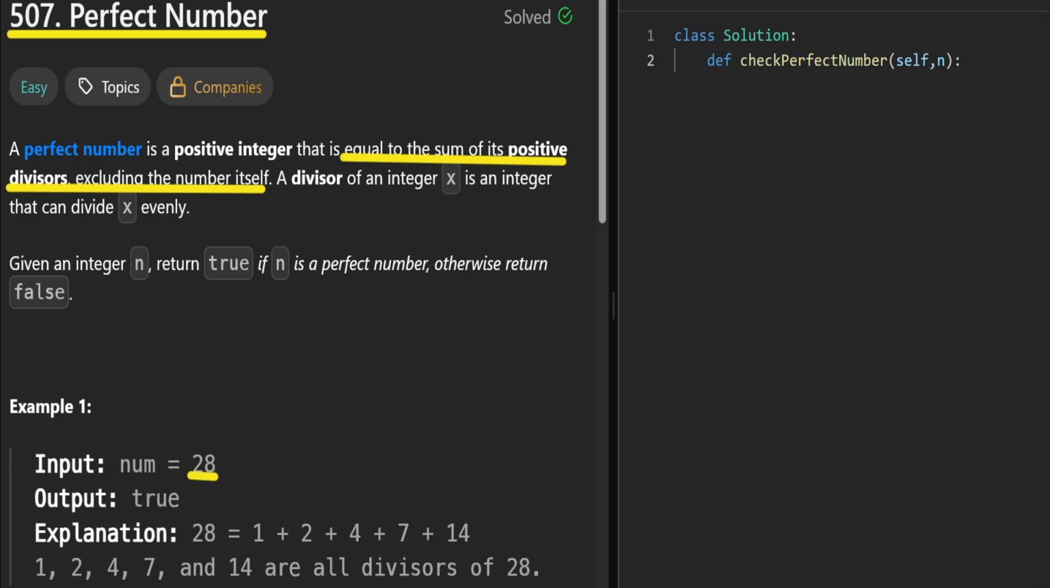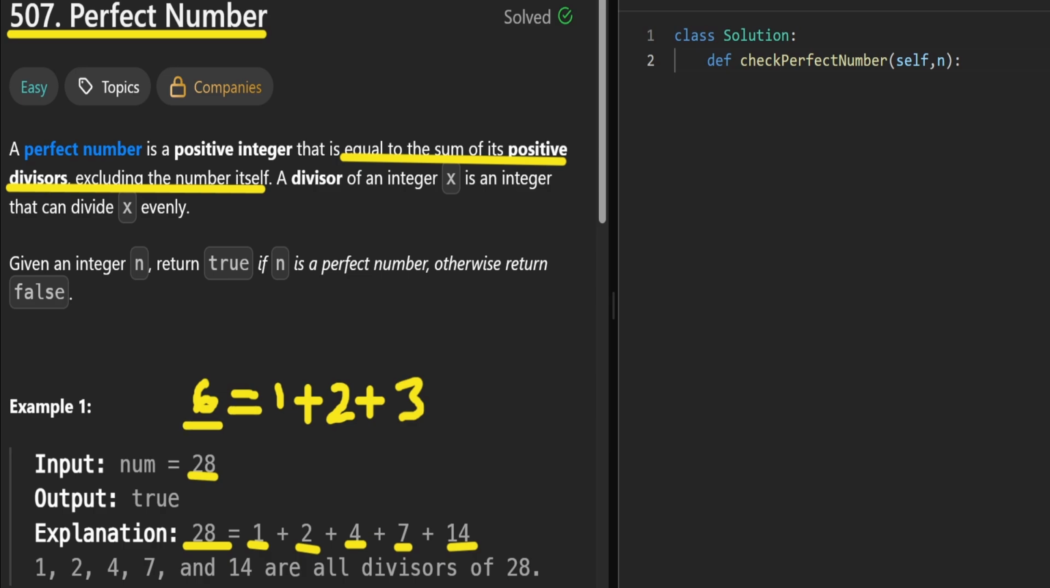What are the divisors of 28? 1, 2, 4, 7, 14. Sum all the divisors of 28 equals 28. What are the divisors of 6? 1, 2, and 3. Sum all the divisors of 6 equals 6. So 6 is a perfect number.